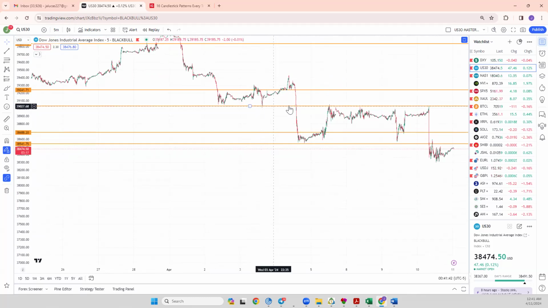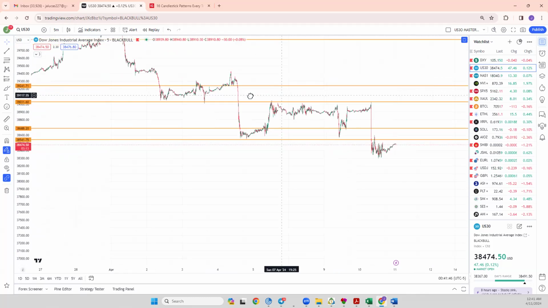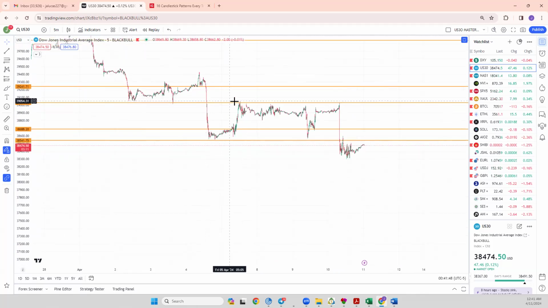So what does it do? It comes back up and respects this level. Always look to your left. Just look left. Price respected, and we stayed in this range right here for some time. We consolidated, okay? Then the news came in, and we dropped again.